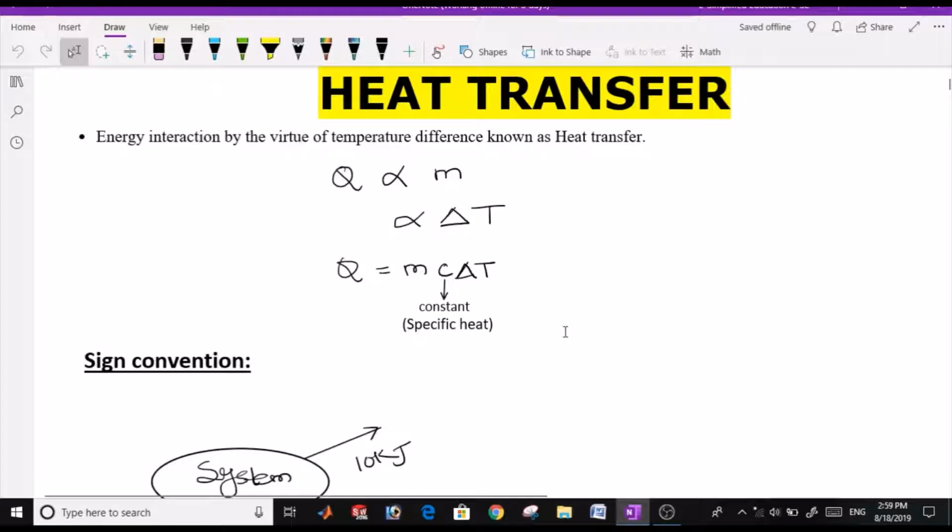C is of two types. One is CV, another one is CP. CV is taken when the process is occurring at constant volume, and when the process occurs at constant pressure, we take the specific heat at constant pressure, that is CP.